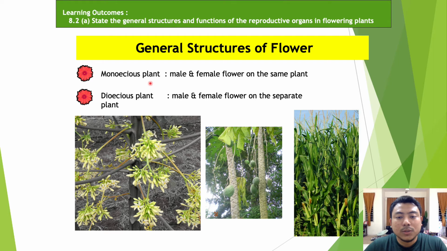So there are two types of plants, monoecious and dioecious. Monoecious plants have male and female flowers on the same plant, whereas for dioecious plants, the male and female flowers are on separate plants. So you may have heard before that there are ini pokok jantan and ini pokok betina. Some plants in the same plant contain both the male and the female flower.